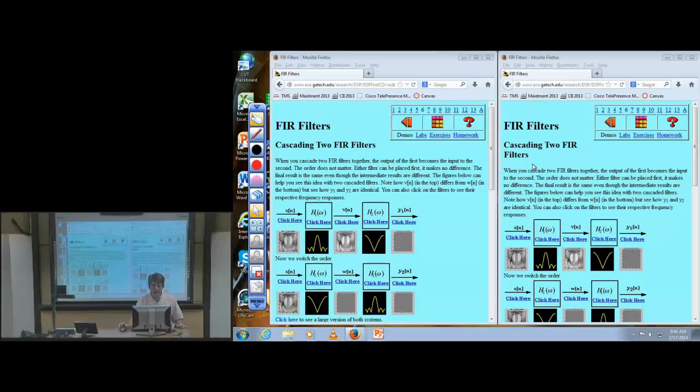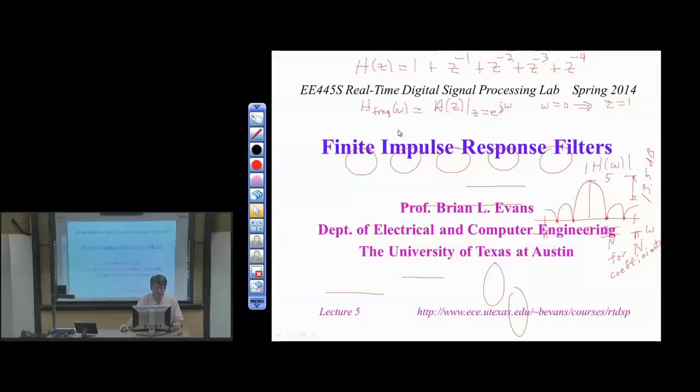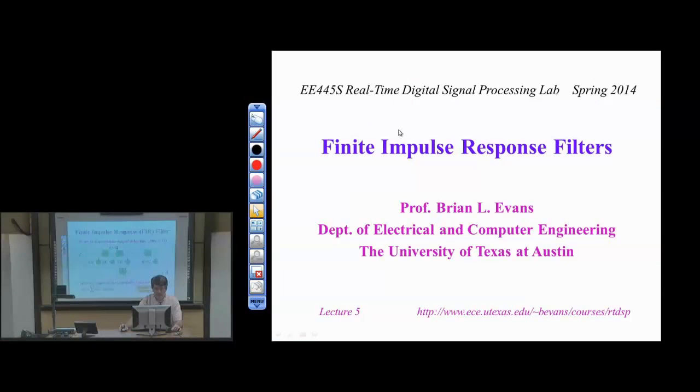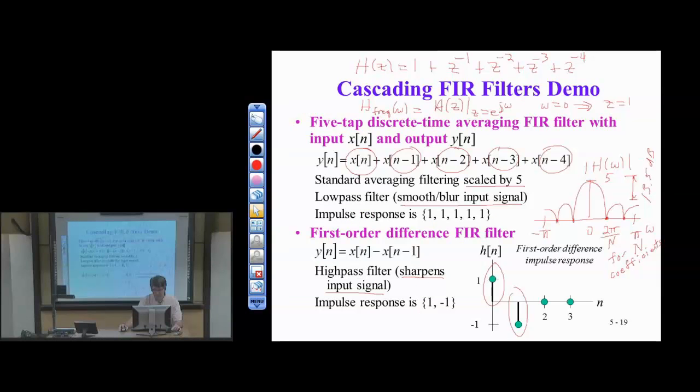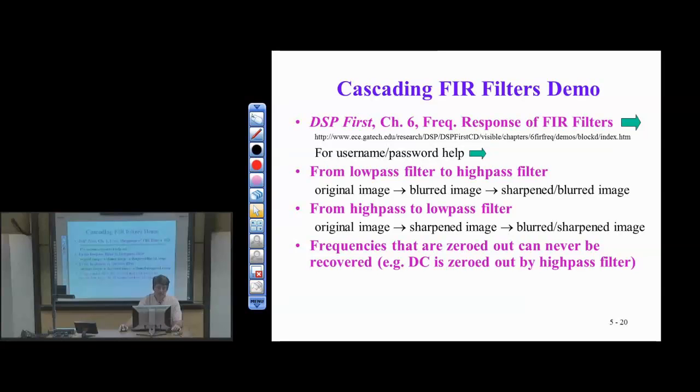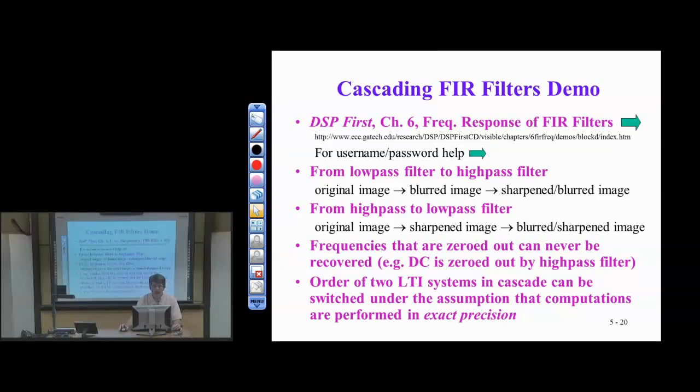All right, this is a demonstration from DSP First by McClellan, Schaefer, and Yoder. This is right off a web demo that I'll run outside of PowerPoint. In the demo, we're going to have the original image first filtered by the two-tap averaging filter, and then we're going to apply the first order difference. So first we get a blurred image from the averaging filter, and then we apply the first order difference to get a sharpened version of that blurred image. Also, we'll take the original image, apply the first order difference to get a sharpened image, and then we'll apply the averaging filter to blur it.